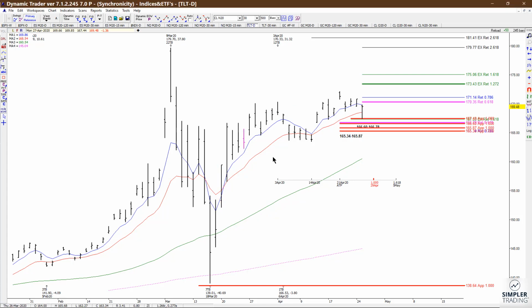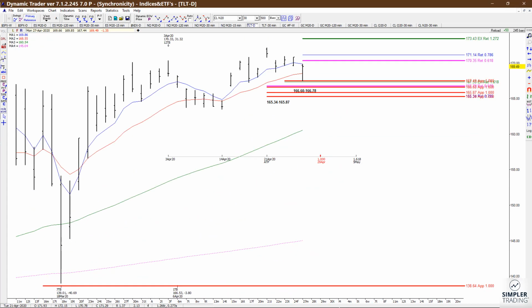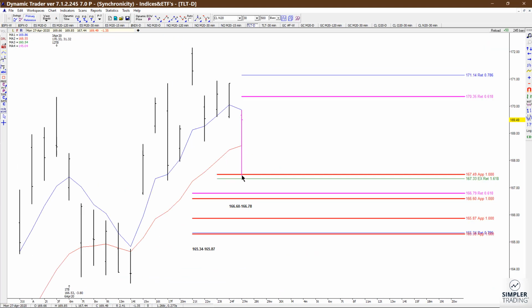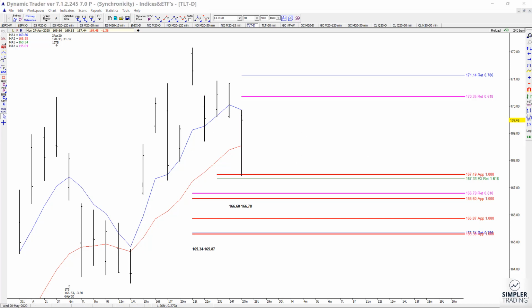Now, it wasn't exactly a really graceful entry, however, because I think we had a gap after we tested that support. Anyway, let me just show you where the zones came from. As far as support, 100% of this first swing down projected from the lower high, and then also the 1618 extension of this low to high was the top end of the support. That's what ended up hitting and holding.